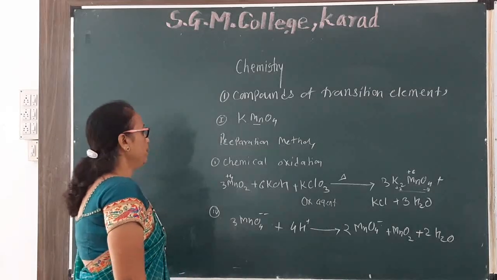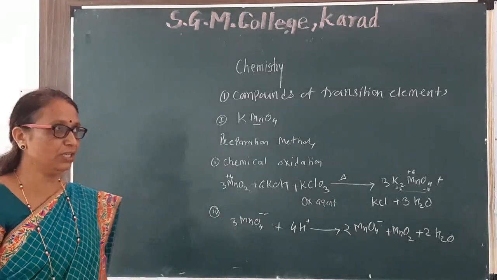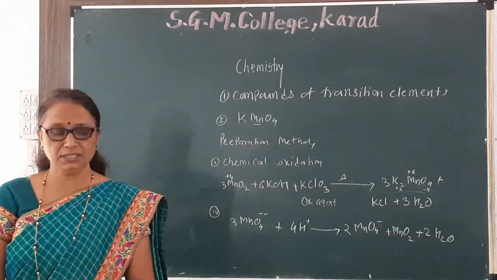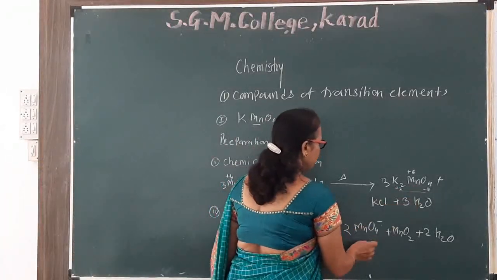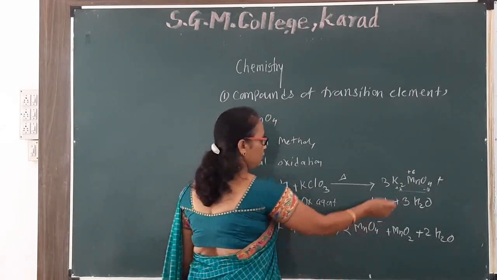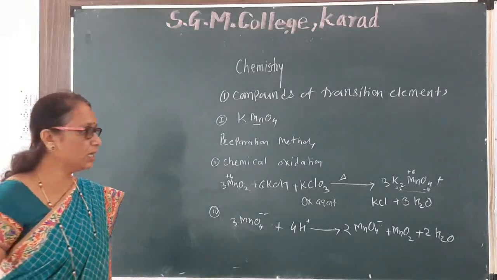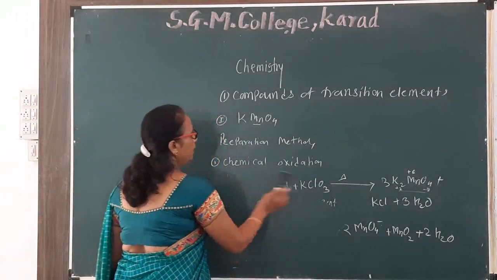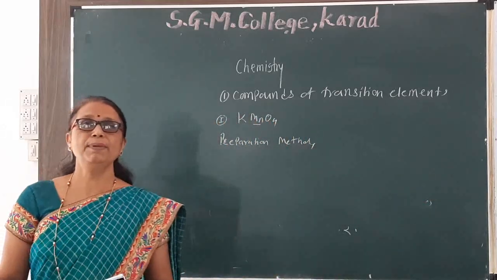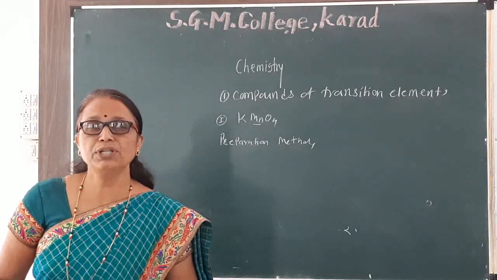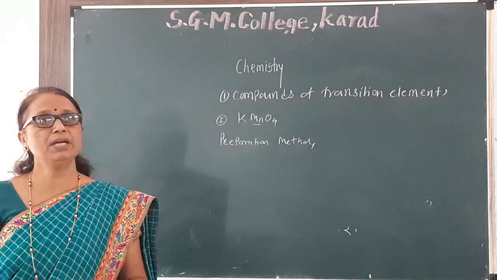If the preparation method is asked in the exam, then the reaction should be balanced. You have to practice this reaction. In the next step, this solution of potassium permanganate is filtered through glass wool and evaporated, and there is formation of dark purple-black colored crystals of potassium permanganate. This is the first method, chemical oxidation.